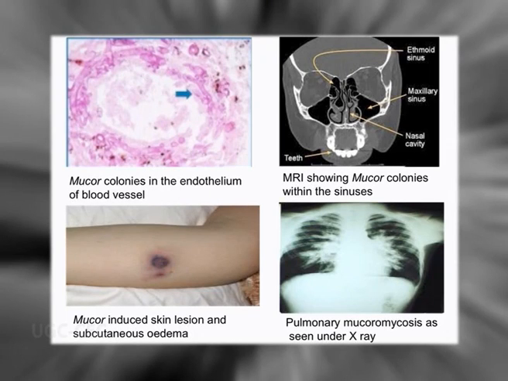And this is a dangerous picture. You can see that the fungal colonies has gone inside the lung and has grown inside the alveoli, creating specific lesion similar to tuberculosis. It's a dangerous disease.